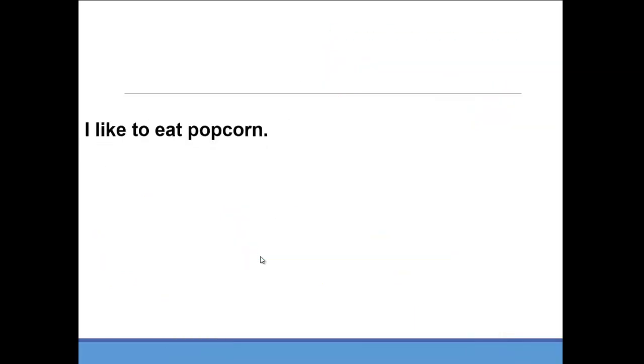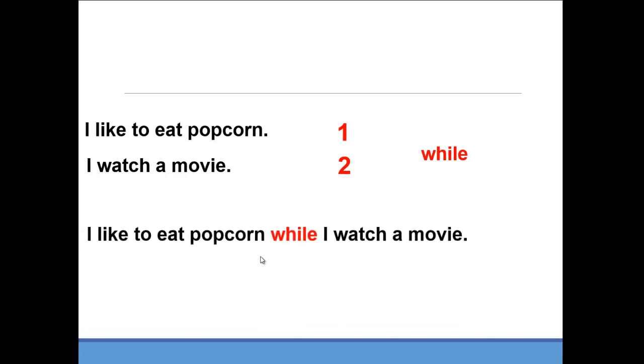Next example. I like to eat popcorn. I watch a movie. Let's use the conjunction while. As I said before, what is the meaning of the conjunction while? It means during. I like to eat popcorn while I watch a movie. What does it mean? It means that I like to eat popcorn during watching the movie.